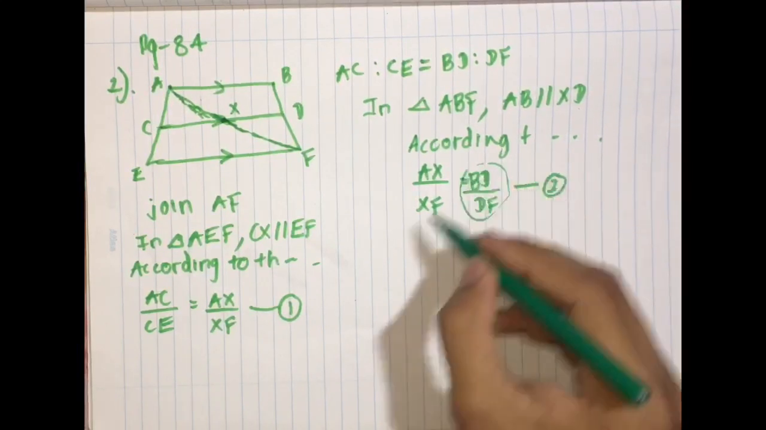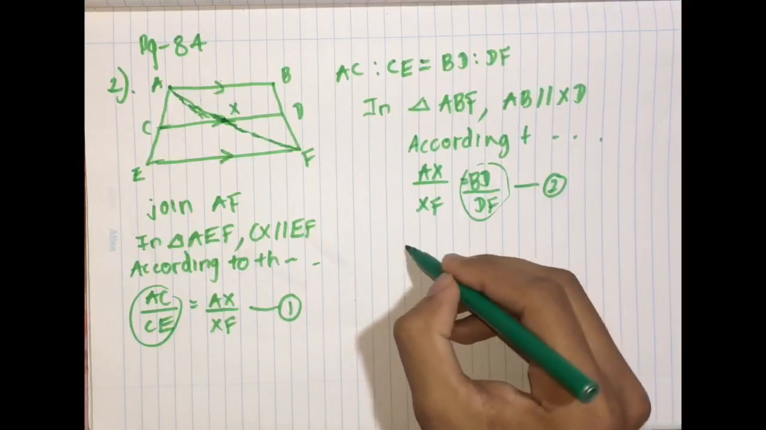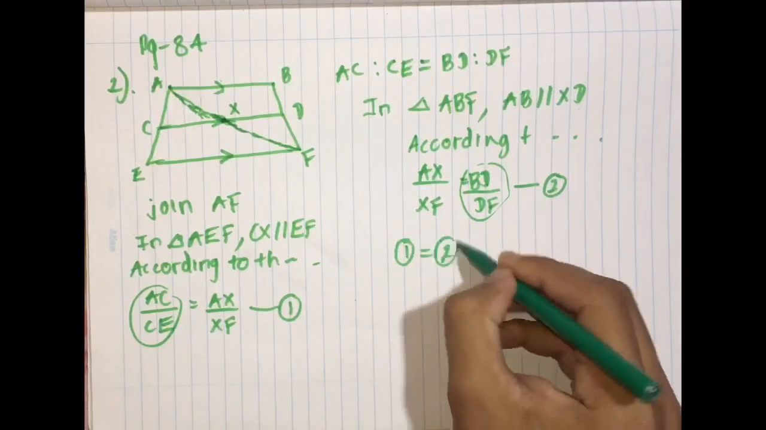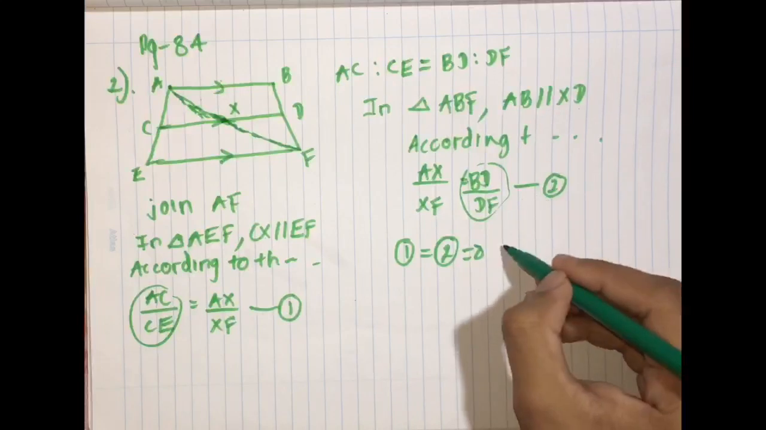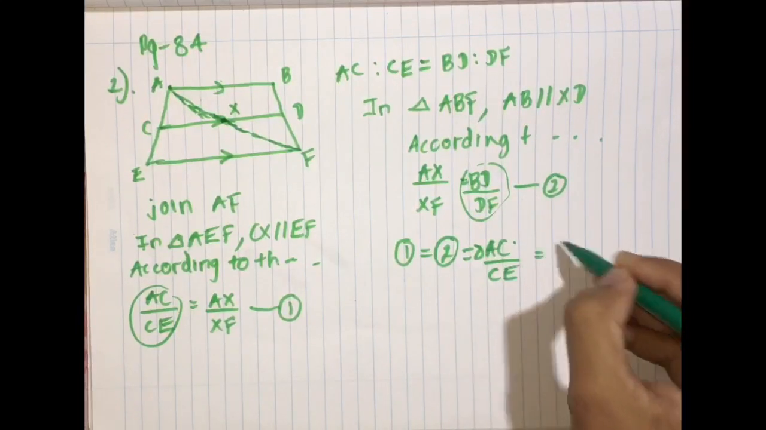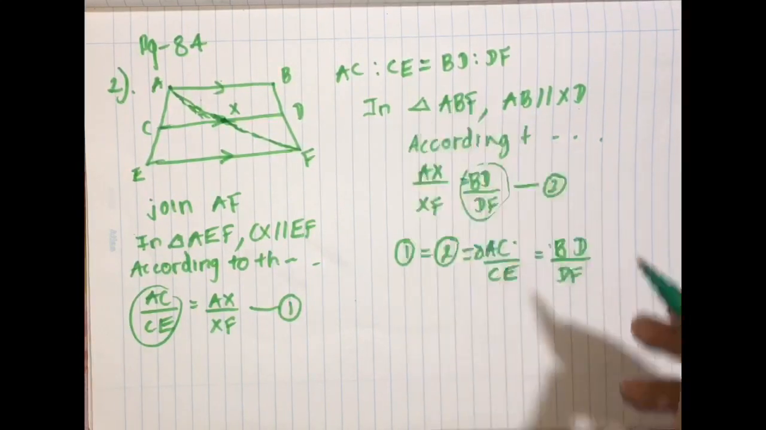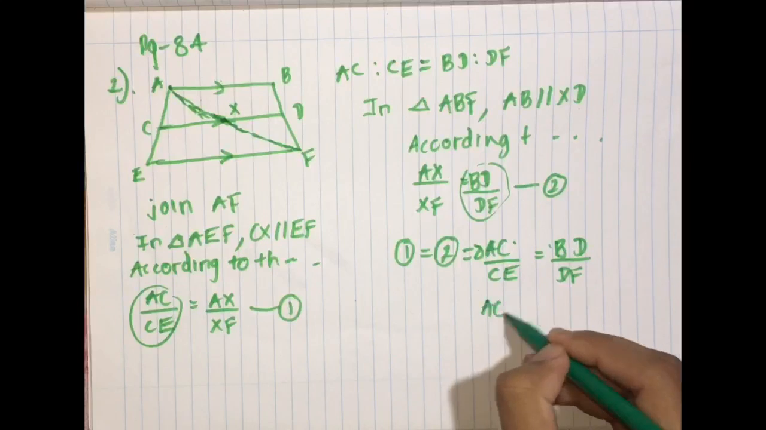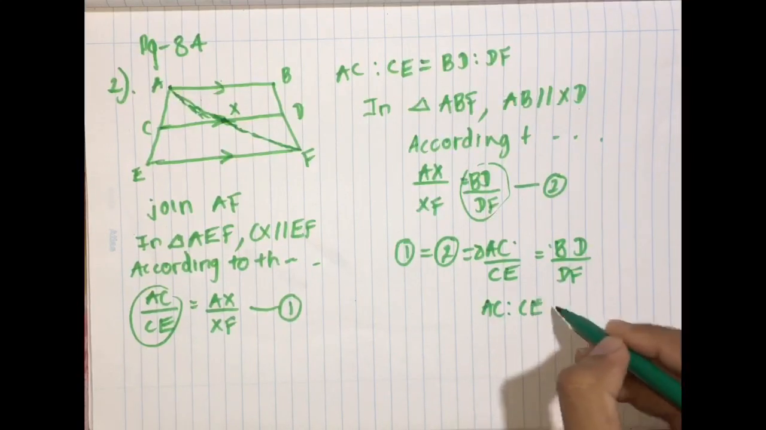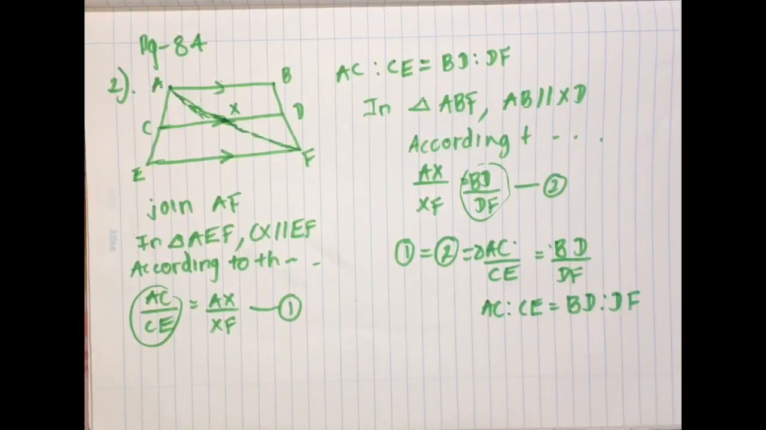Now see, both these parts are equal to AX over XF. Therefore, since 1 and 2 are both equal, that is going to give you AC over CE is equal to BD over DF. So you can write this in ratio format: AC to CE is equal to BD to DF. Is that clear? Okay.